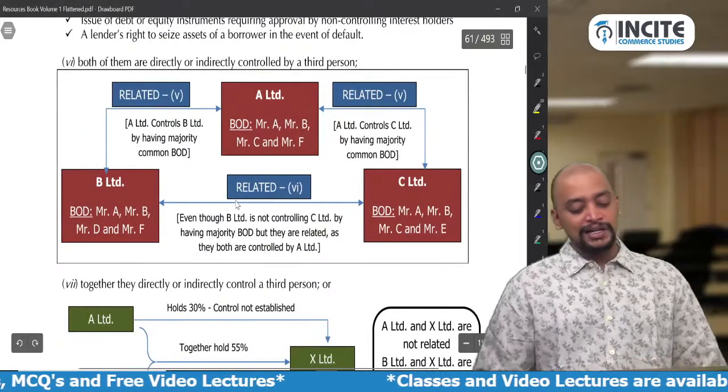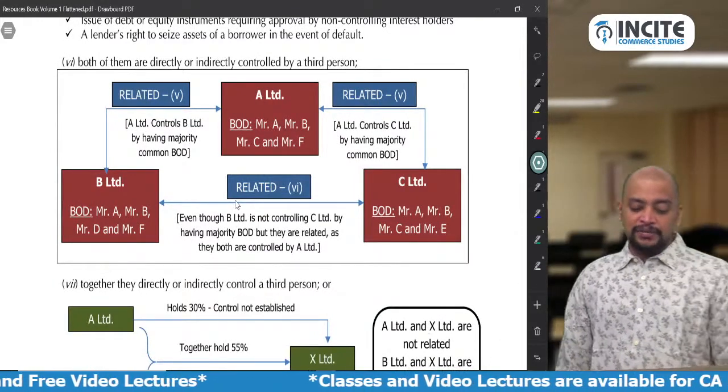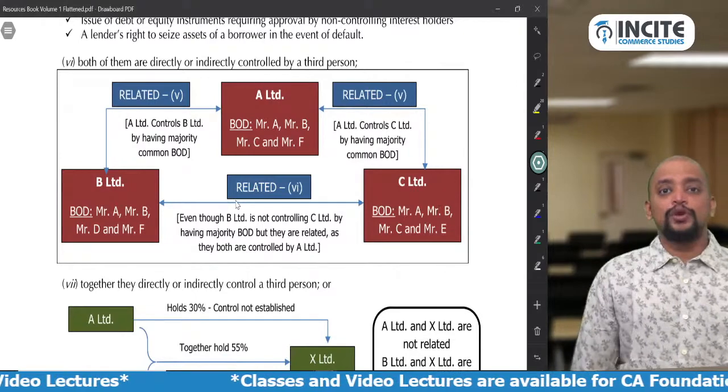That's where, if you see here, A Limited and B Limited, A Limited and B Limited are having some board of directors.